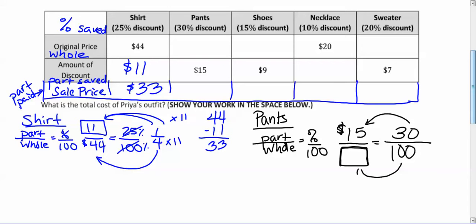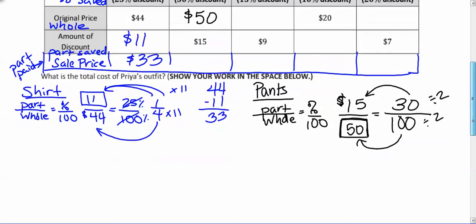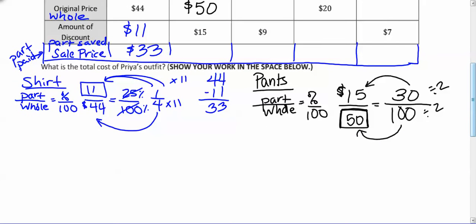Okay, we're looking for connections from the completed side to the incomplete side. To get from 30 to 15, what do we need to divide by? Divided by 2, yep. So 100 divided by 2 is what, everybody? $50. All right, so the original price was $50. We're going to save $15, so we need to do what with those two numbers, everybody? We call it subtraction, all right? We need to subtract. So 50 minus 15? $35. Very good. So we're going to pay $35 if we buy this pair of pants.